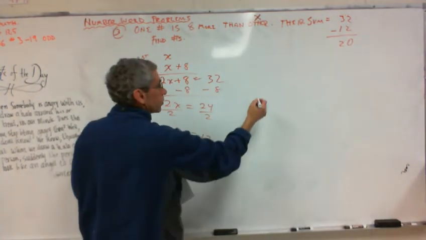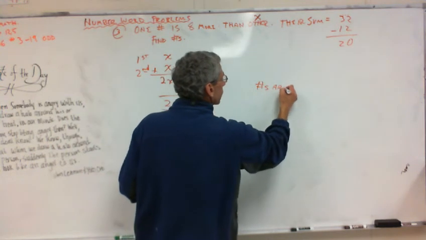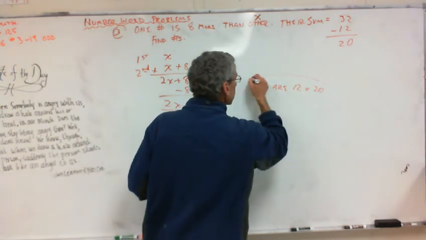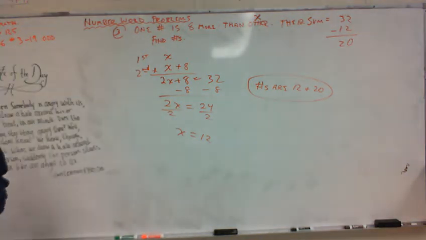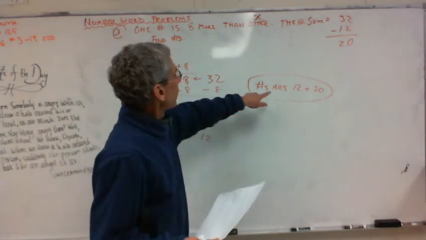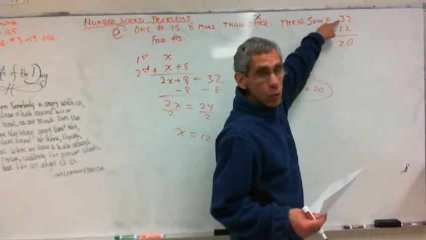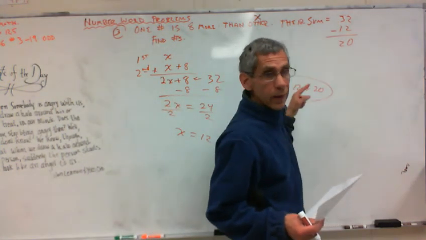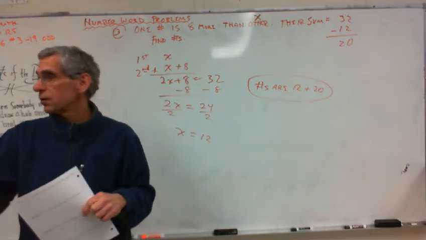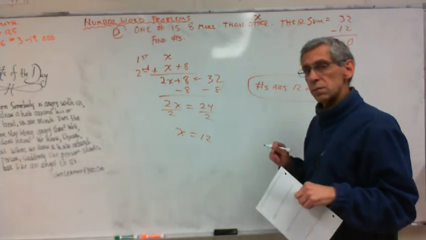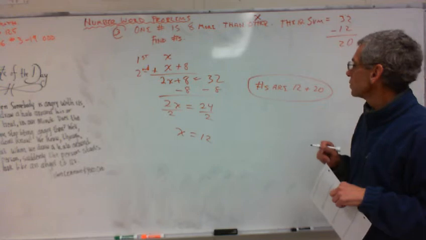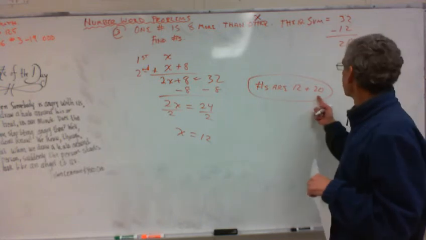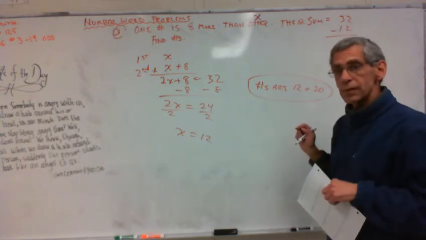So the numbers are 12 and 20. Oh wait, I thought that you add 8 to 12 because it said the other variable is x plus 8. Oh yeah, that's another way to do it. 12 plus 8 would be 20, or the total minus 12 would be 20. See what I'm saying? Either way works. So 12 plus 20 is 32. That works.